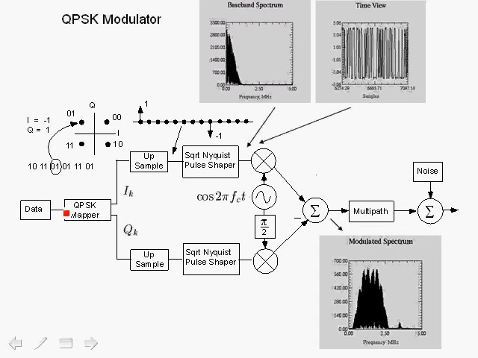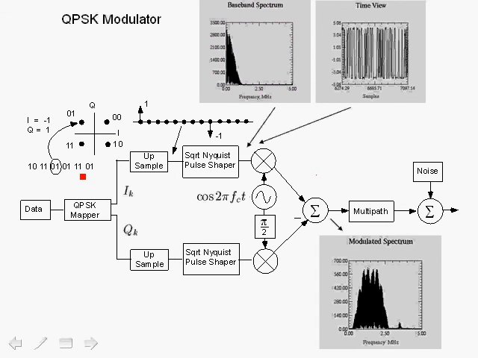Consider the data source that generates binary ones and zeros with equal probability. For example, we have a sequence shown over here, and we take every 2 bits and map them to a constellation point as shown. So for every 2 bits we have 2 to the 2, or 4, possible constellation points that we show over here. As we map these 2 bits to a constellation point, every constellation point is a symbol that has an in-phase term and a quadrature phase term, as shown over here, I sub k and Q sub k corresponding to the kth symbol.